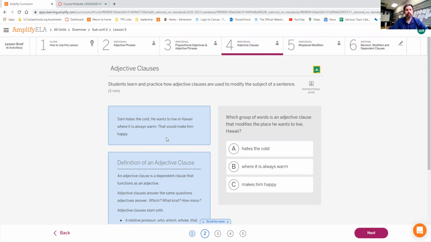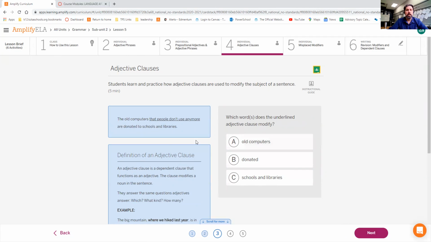Next sentence. Sam hates the cold. He wants to live in Hawaii where it is always warm. That would make him happy. Okay, where does he want to live? Where it is always warm. The place he wants to live is Hawaii. And why? Again, look for your little indicator word right here. Where, who, what, when, why, where it is always warm. That is the clause indicator right there.